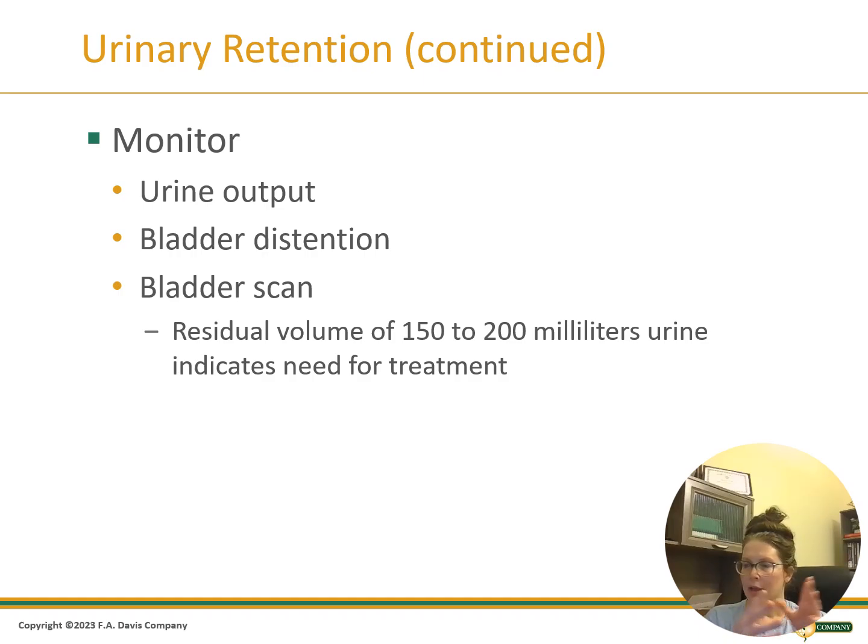volume we're holding in our bladder. So sometimes we will do a post-void residual, and that's where our patient will void, and then we have them lay down, do a bladder scan, and see how much their bladder is still holding. So when we have residual volumes of more than like 150 to 200, that can indicate the need for treatment, because we don't want that just sitting stagnant in the bladder to lead to a UTI.